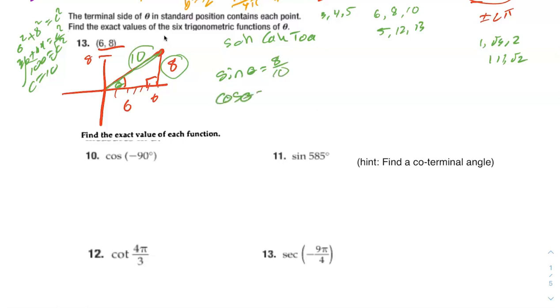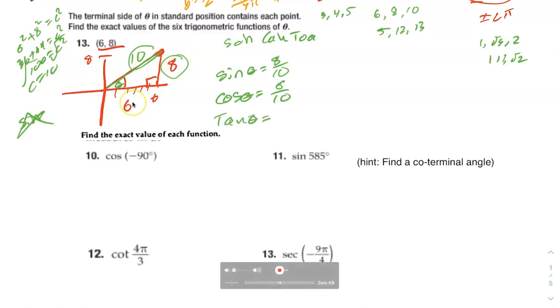Cosine. Now notice it's cosine theta. You're not supposed to put just cosine. It's cosine of an angle. Like this doesn't make sense. It's sine of something. Anyway, back to the problem. Cosine theta is adjacent over hypotenuse, 6 over 10. And then tan, TOA, opposite over adjacent, so 8 over 6. Again, you can reduce them. I'm just gonna leave them though.